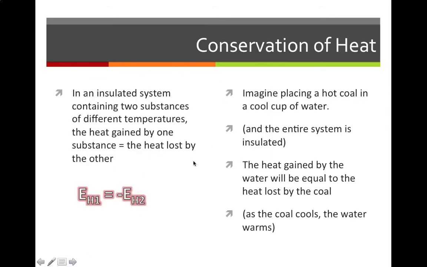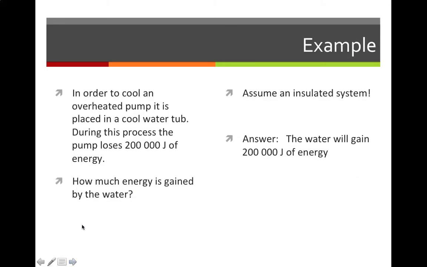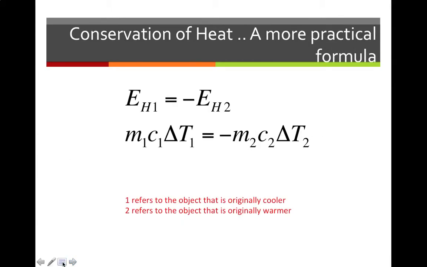Something you can say is that if you have an insulated system, so there's no heat loss to the environment, and you have two different substances at different temperatures, you can figure out how much heat you need to change the temperature, or the mass. For example, say we wanted to cool an overheated pump. When I worked at 3M, this was something I was involved with quite a bit, and we wouldn't do it like this, of course, but this is a simplified version. You place it in a cool water tub, and the pump, in the process of cooling down, loses 200,000 joules of energy. Well, that means the water gains 200,000 joules, assuming no heat loss to the environment.